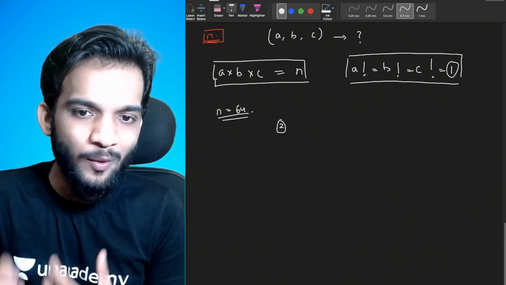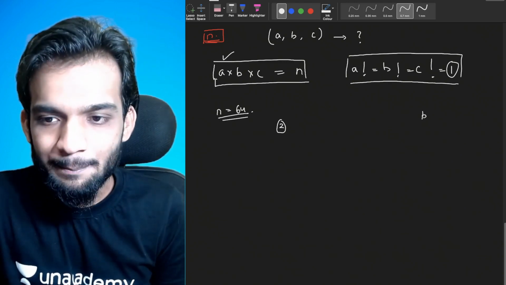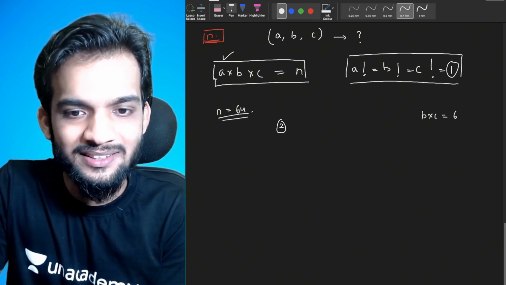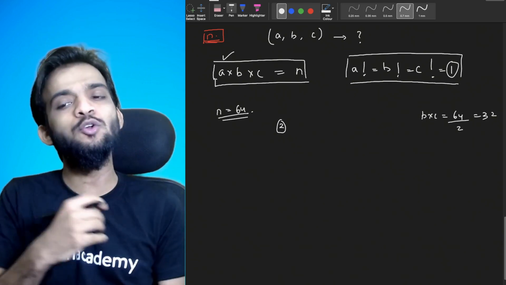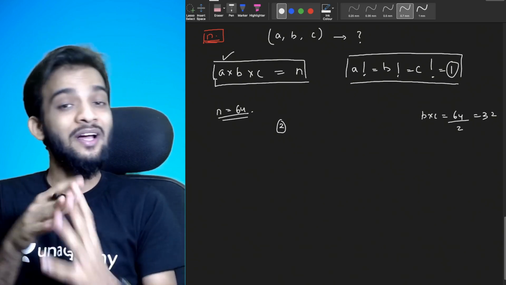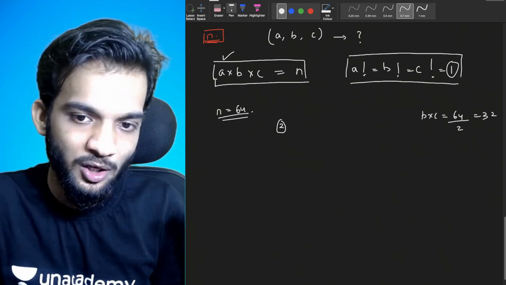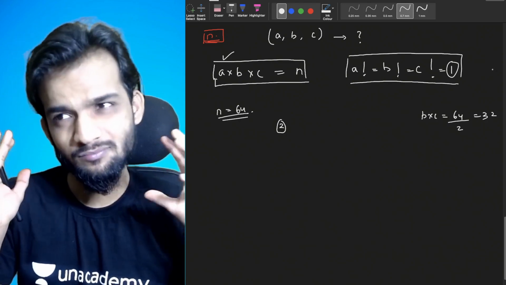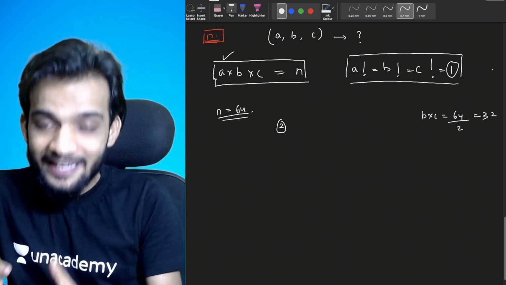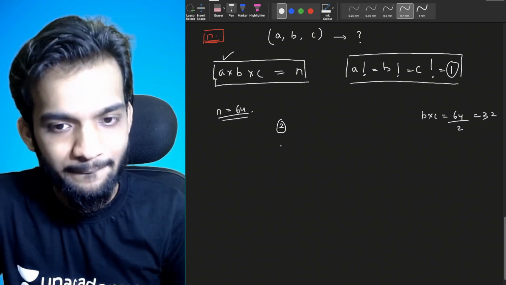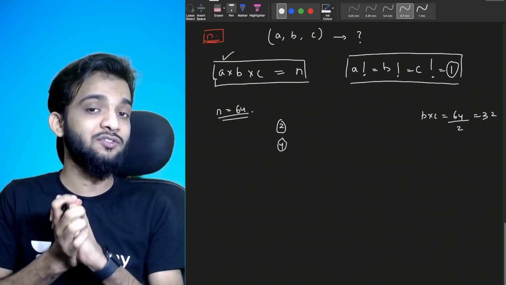Now once you've figured out a, what's b into c? That's n by a. Can I say b into c is n by a? Or I can say 64 by 2, that's 32. So I'm left with b into c, that's 32. Again, apply the same logic. Find the smallest factor of 32, but make sure that it is not 2 and not 1. The smallest factor of 32 is 2, but I don't need that. Let's take the next smallest, that's 4. So I'll take that. I've got b as 4.